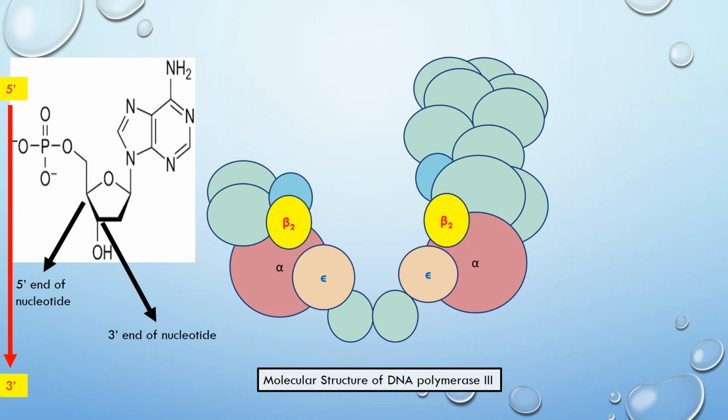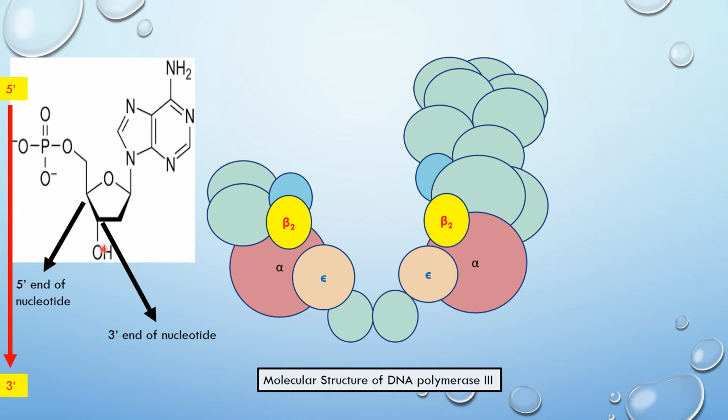Now a hydroxyl group is attached to carbon number 3. This end of the nucleotide is called the 3' end of the nucleotide. While the fifth carbon, where the phosphate group is attached, this area of the nucleotide is called the 5' end of the nucleotide. A new strand of the DNA will be constructed when many nucleotides join with one another. Now how will these nucleotides join with this first nucleotide?